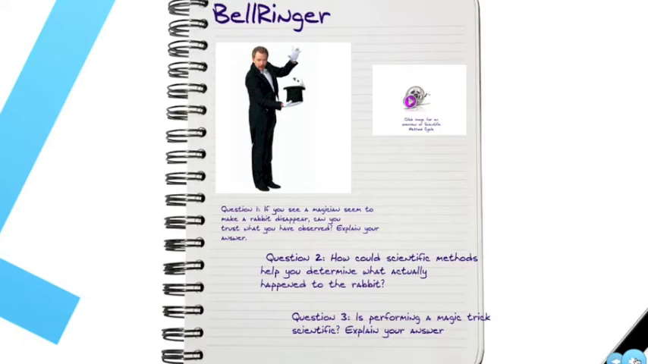First question, if you see a magician make a rabbit disappear, can you trust what you've just observed? And if you can, or if you can't, doesn't matter, how could scientific methods help you determine what actually happened to the rabbit? Third question, is performing a magic trick scientific? If you can answer each of these 3 questions, you have this lesson mastered.